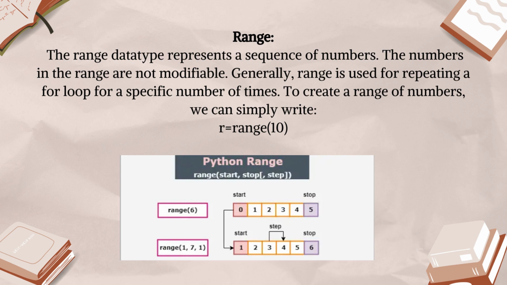Range. The range data type represents a sequence of numbers. The numbers in the range are not modifiable. Generally, range is used for repeating a for loop a specific number of times. To create a range of numbers, we can simply write r = range(10).